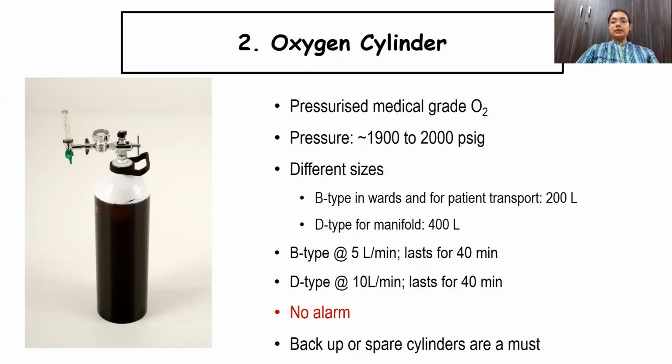The B-type cylinders, if you use them at 5 liters per minute, will last for 40 minutes. And the D-type cylinders, if you use at 5 liters per minute, have the capacity which would last around 80 minutes, and at 10 liters per minute, that would last around 40 minutes. So now you know that these cylinders should also have another backup cylinder, because they are not going to last very long for a patient on oxygen therapy.